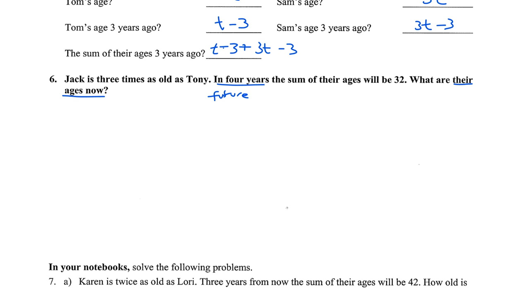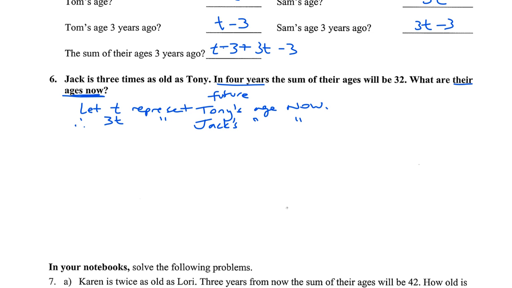So, okay, Jack is 3 times as old as Tony. So I guess I'll let my variable be t for Tony's age. So let t represent Tony's age now. And it's important that it's now because there's ages in the future as well. So we want it to say Tony's age now. And we know this because of the ending part of the question. So then if Tony is t years old now, then Jack is 3 times that now. So then 3t represents Jack's age now.